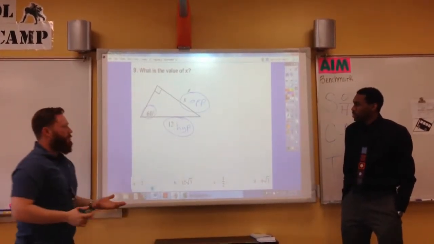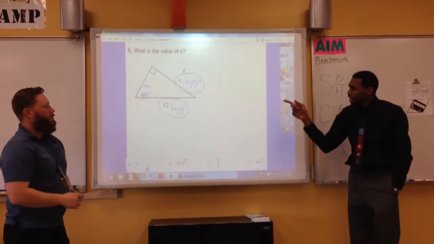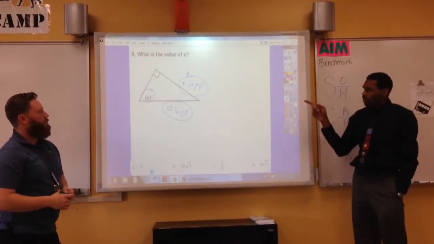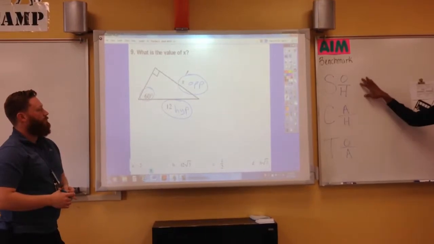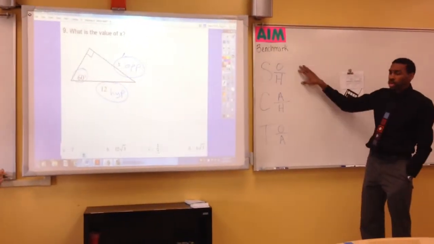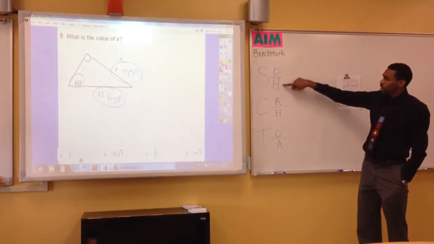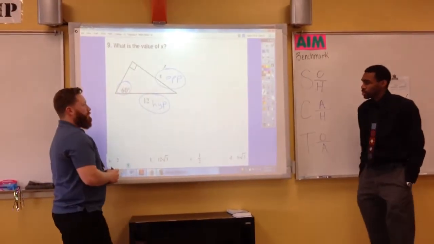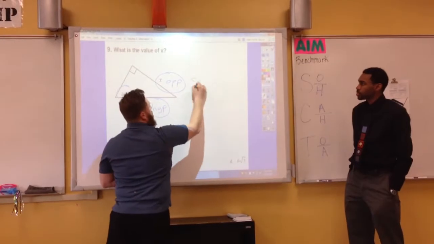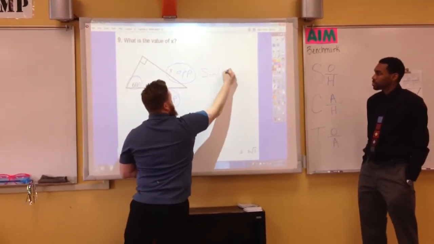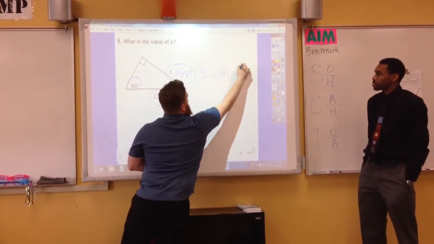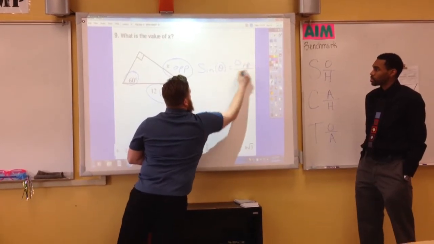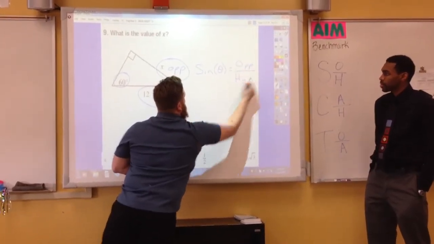So what does that tell me about opposite and hypotenuse? Well, since we have opposite and hypotenuse, we have an O and an H. So if I come over here, I look for something that has an O and an H. Right here, I have my O and my H, so it goes with sine. So to set up my equation for sine, let's write it down. Sine of angle theta equals opposite over hypotenuse.